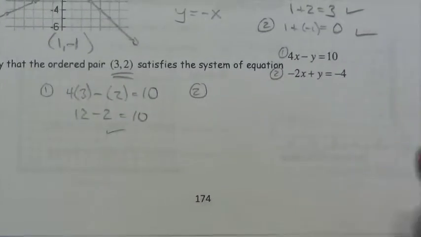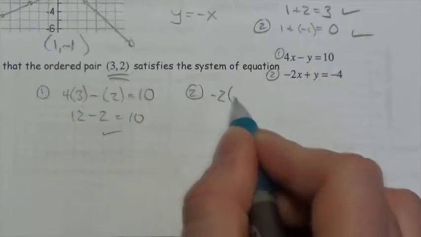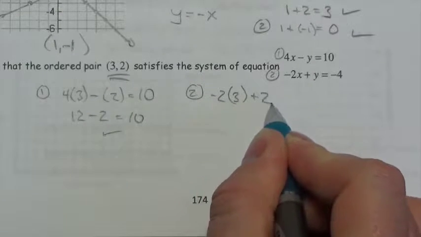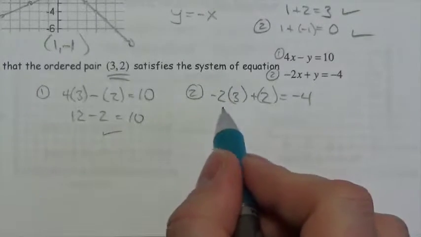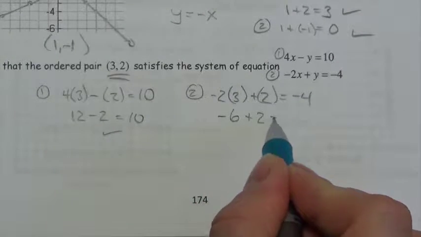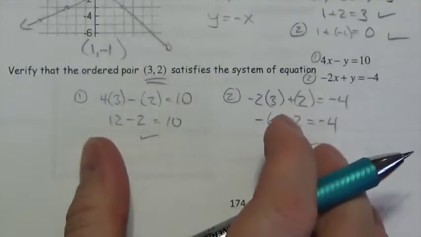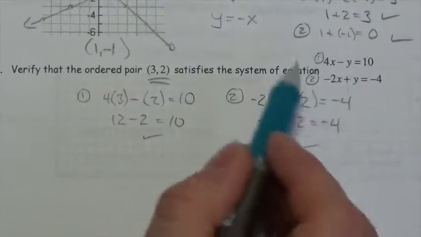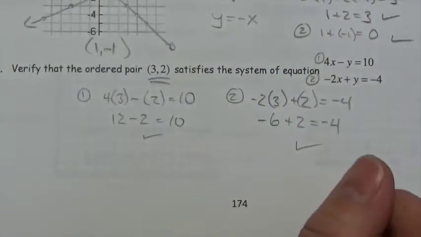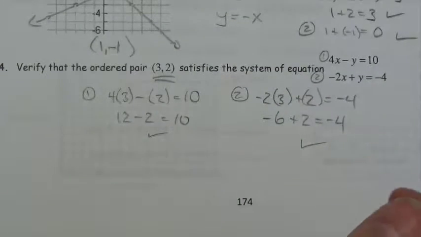Now let's see if it satisfies the second equation. The coefficient of x is negative 2, so it'll be negative 2 times 3 plus 2 equals negative 4. Well, is that true? This is negative 6 plus 2. Is that negative 4? Yes, it is. So right there we've been able to verify that yes, it is true that the point (3, 2) is a solution to this particular system. You are going to be expected to be able to recognize that on the exam.